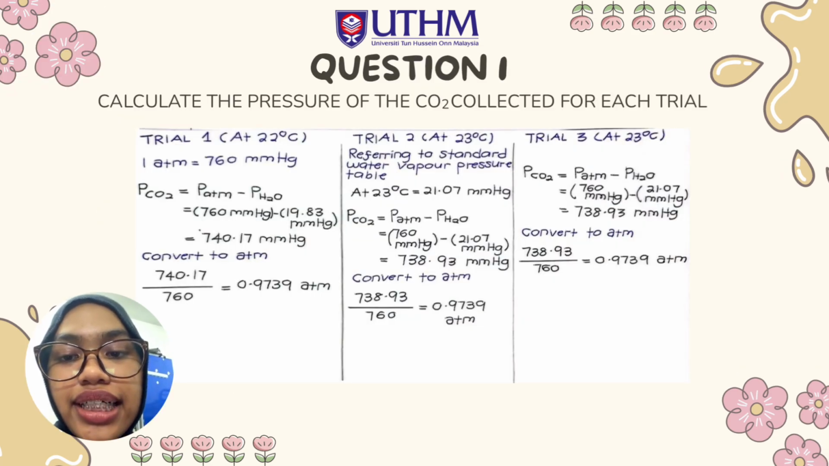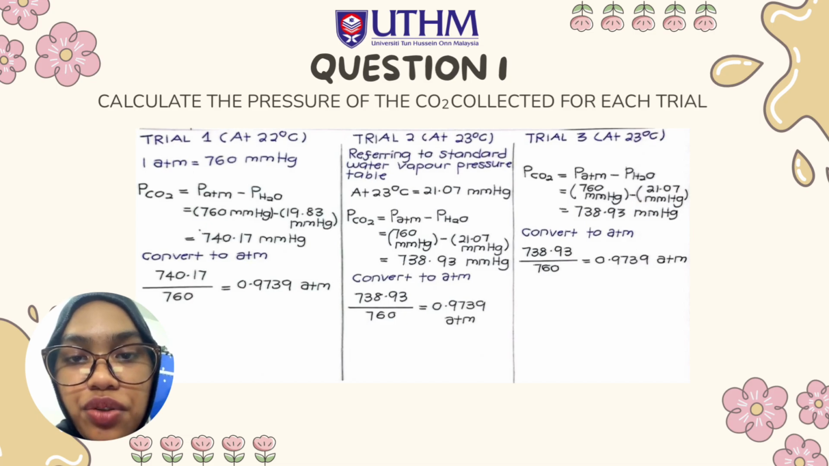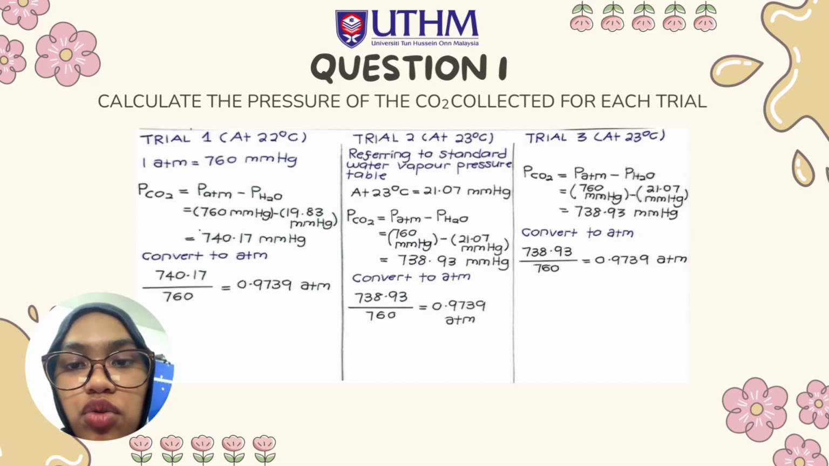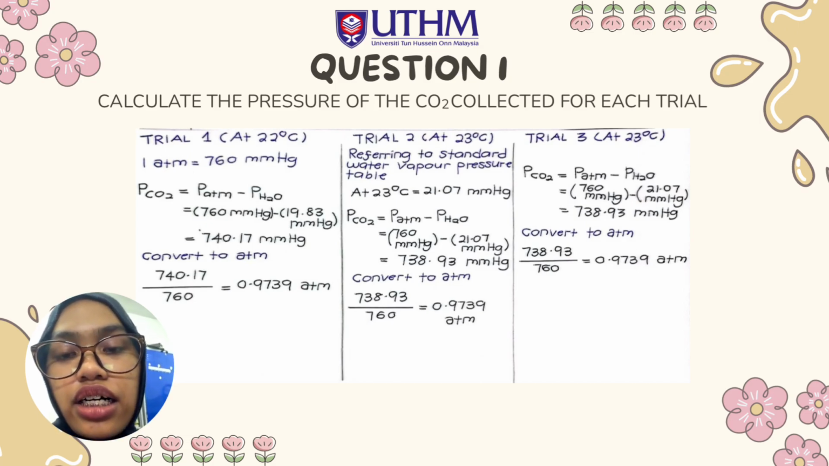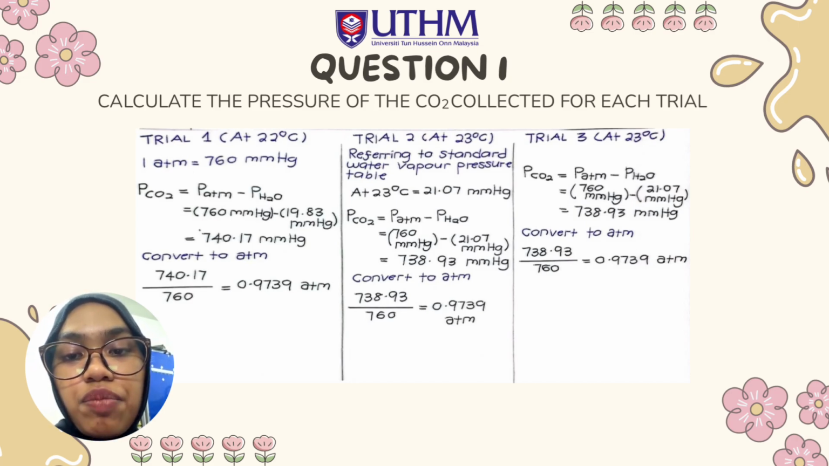So question 1: calculate the pressure of the CO2 collected for each trial. For the first trial at 22 Celsius, 1 ATM equals 760 mmHg. PCO2 equals PATM minus PH2O.